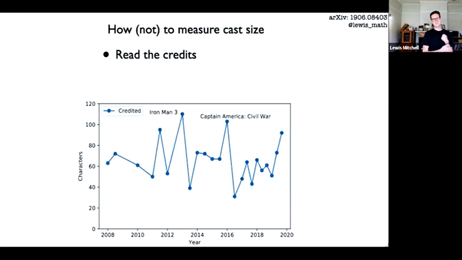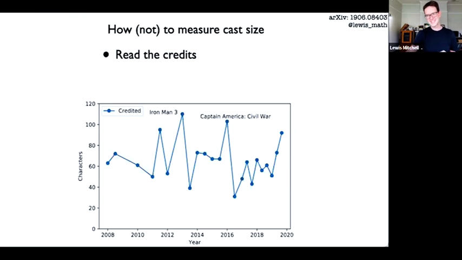The first thing that you might think to do is just read the credits of the movie and look at how many entries there are in the credits of the film, and that gives you the cast size. When you look at these movies over time, you see that the third Iron Man movie had the largest cast, and Captain America Civil War had the second highest cast.